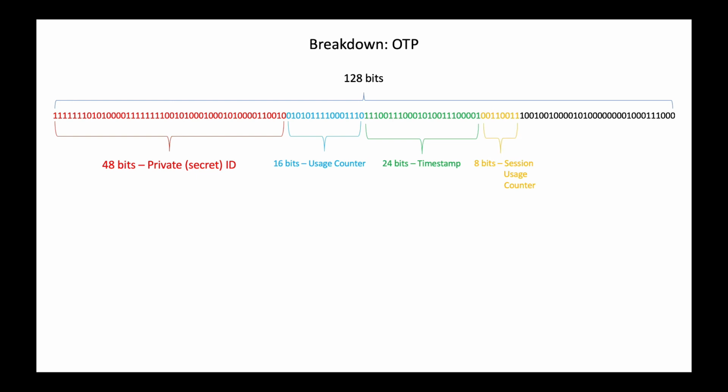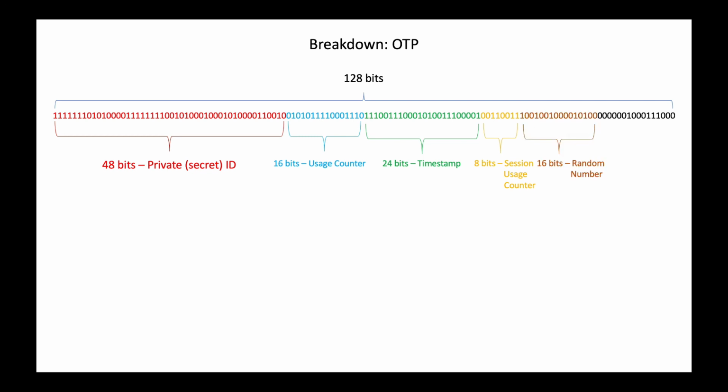Then next we have the session usage counter, which is 8 bits long. And as far as I understood from the YubiKey documentation, the difference between the usage counter and the session usage counter is that the usage counter is incremented every time you plug your YubiKey into your computer, but the session usage counter is incremented every time you touch the button. And also, if you max out these 8 bits, the session usage counter is going to be reset and the usage counter is going to be incremented by 1.